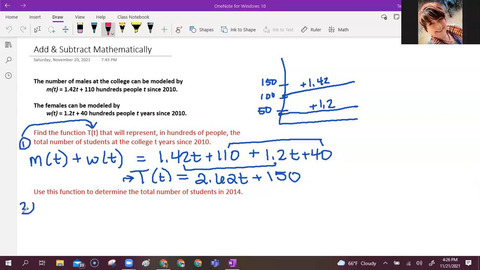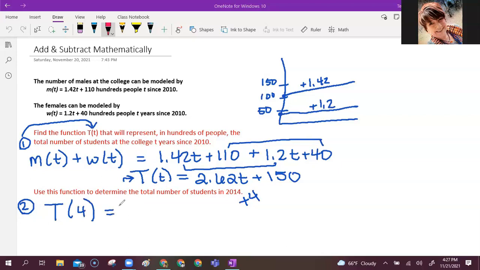And on to number two. Use this function to determine the number of students in 2014. This is a model of what was happening up until 2010. And so now they want the total number of students. I'm using this new function for the total in 2014. So we have the function, and we are going to find it in 2014. We started at 2010, so that means they want this 4 years ahead. So therefore, I'm finding that T function at 4.